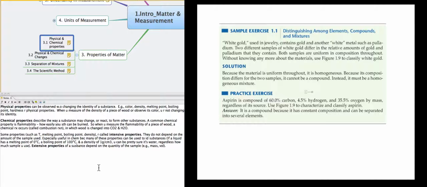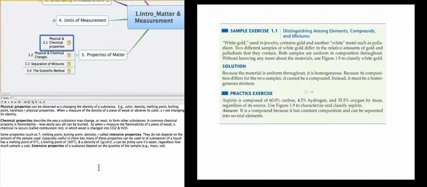Chemical properties, on the other hand, describe the way a substance may change or react to form other substances. A common chemical property is flammability, how easily you can burn something. So when you measure the flammability of a piece of wood, a chemical reaction takes place called a combustion reaction, in which the wood is turned into carbon dioxide and water.